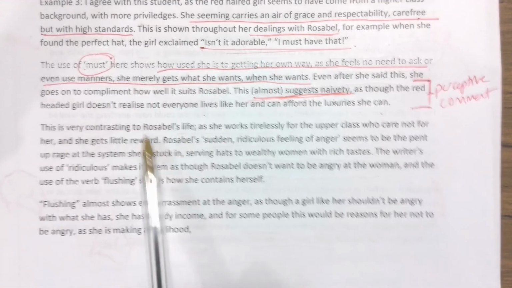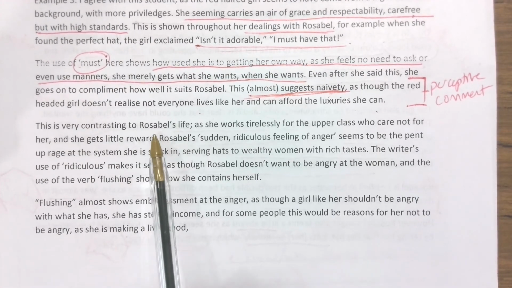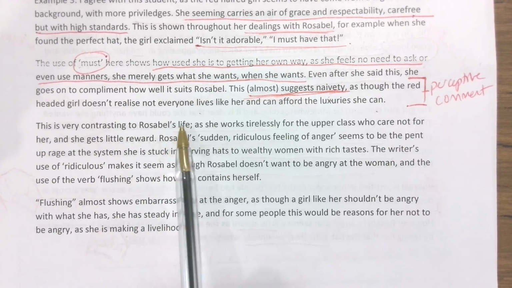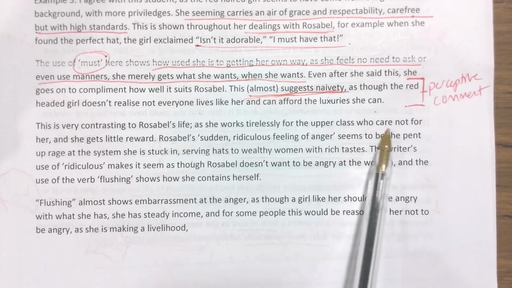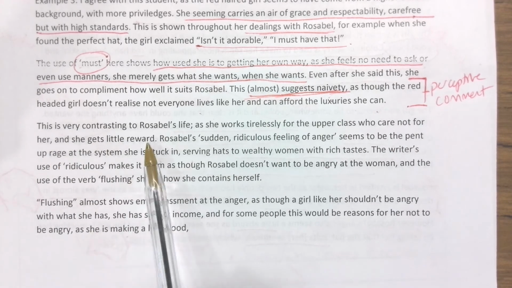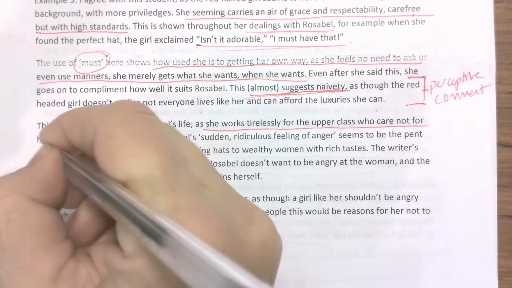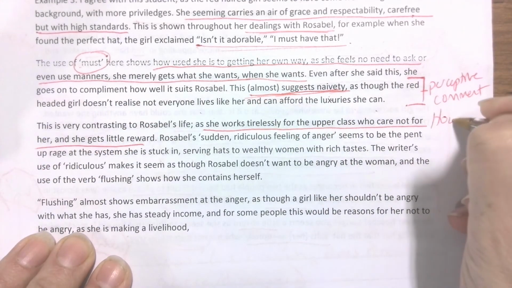And then he brings it to Rosabel to talk about why Rosabel might be justified in being angry. This is very contrasting to Rosabel's life, as she works tirelessly for the upper class who care not for her, and she gets little reward. So there's our why: how does the writer show that she should be angry? Right? So there's our how statement.